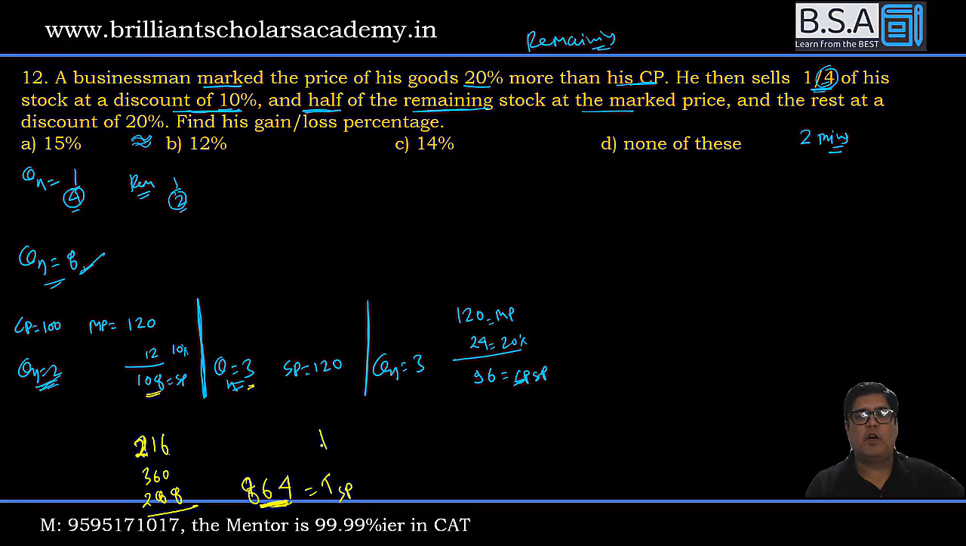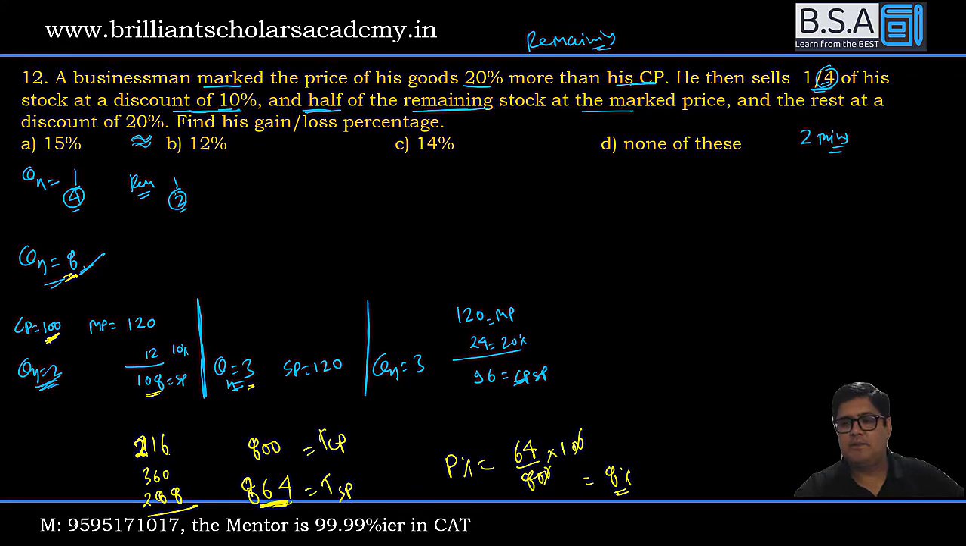What is the total cost price? See, 100 rupees we assumed as cost, and the quantity was 8. So total cost price is 800. What is the profit percentage? Profit percentage is 64 upon 800 into 100. The zeros cancel. That's your answer. 216 should be there, I have corrected that. Yes, 8%. Yes, that is correct.